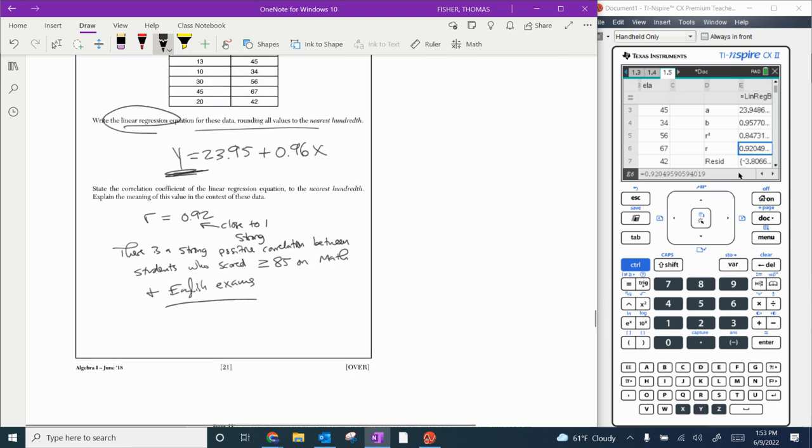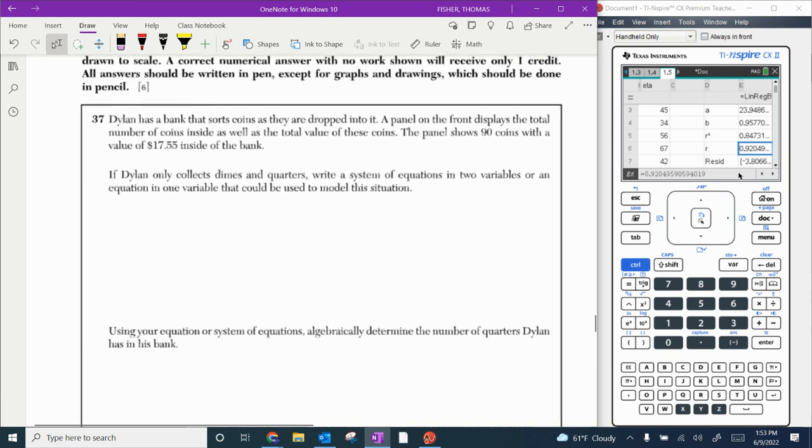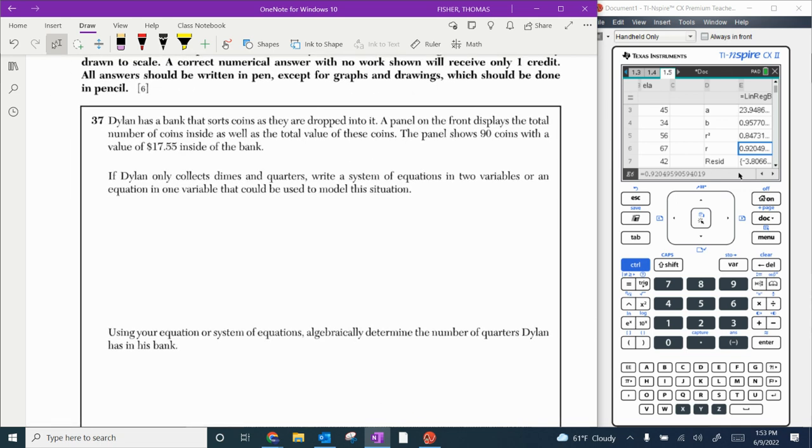So make sure you say not only what the correlation means in terms of strength and positive or negative, but also in terms of what we're talking about, the actual context.